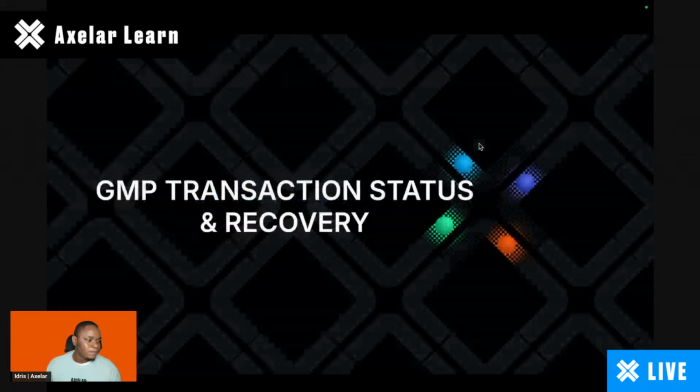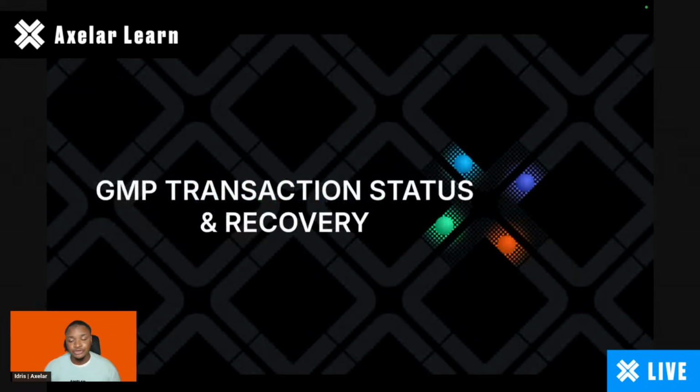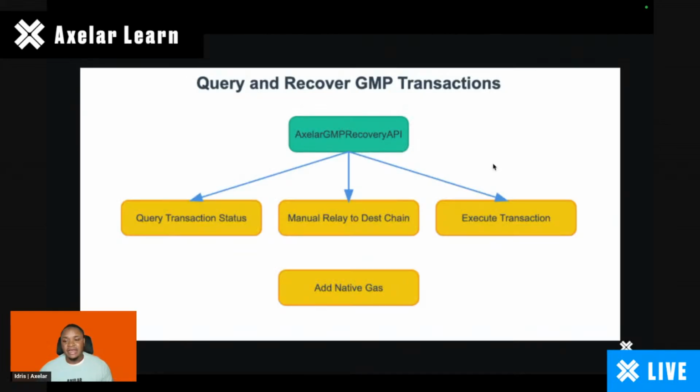So now let's talk about GMP recovery, GMP transaction status, and also recovery. What are some of the options available to you apart from the one I just showed directly on the portal? What are some other options available to you out of the box, leveraging the Axelarjs SDK and some other tooling that we have? So the first thing I want you to note is how to query and recover GMP transactions.